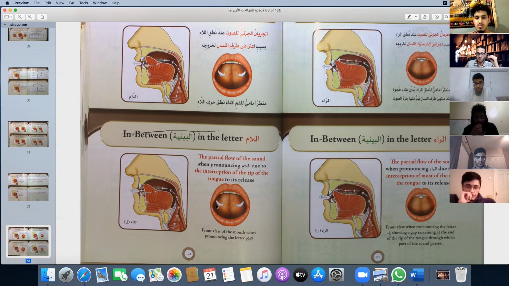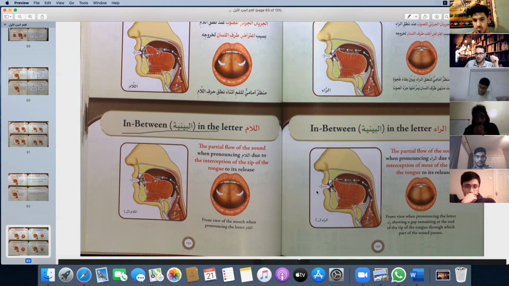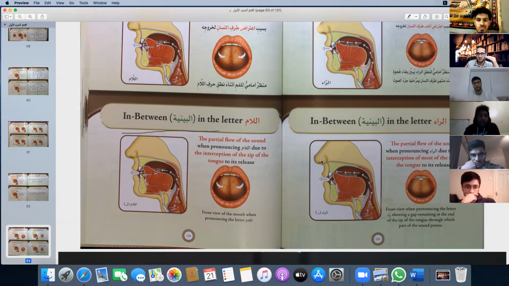What I want you to understand now is that when I pronounce the lam with the state of sukoon, it has more time than the strong letters. Now we are just understanding the mechanism, how those letters work. The bayniya now in ra, because I said len umar, the bayniya in ra is also very similar, but in the other way around.